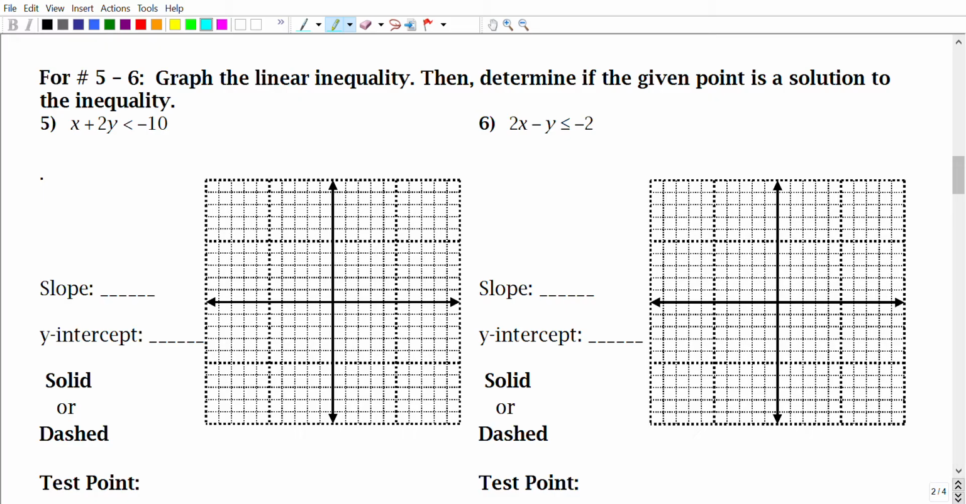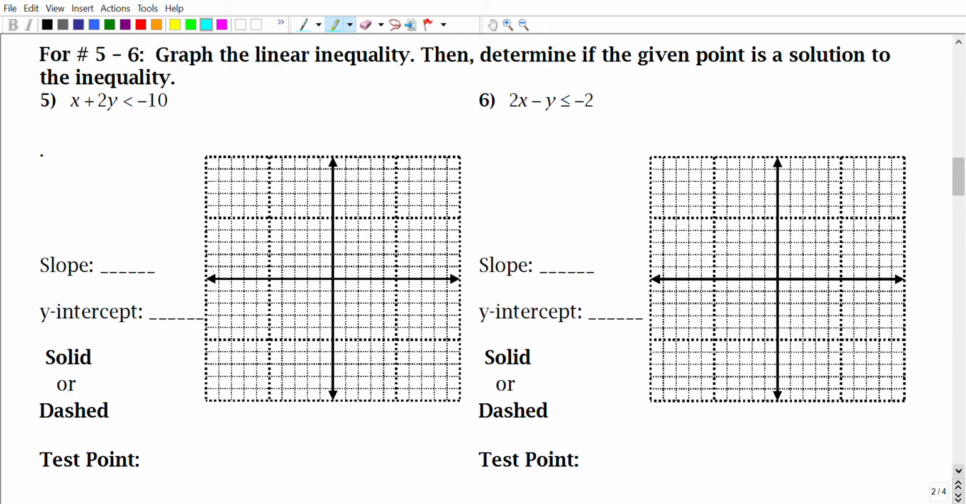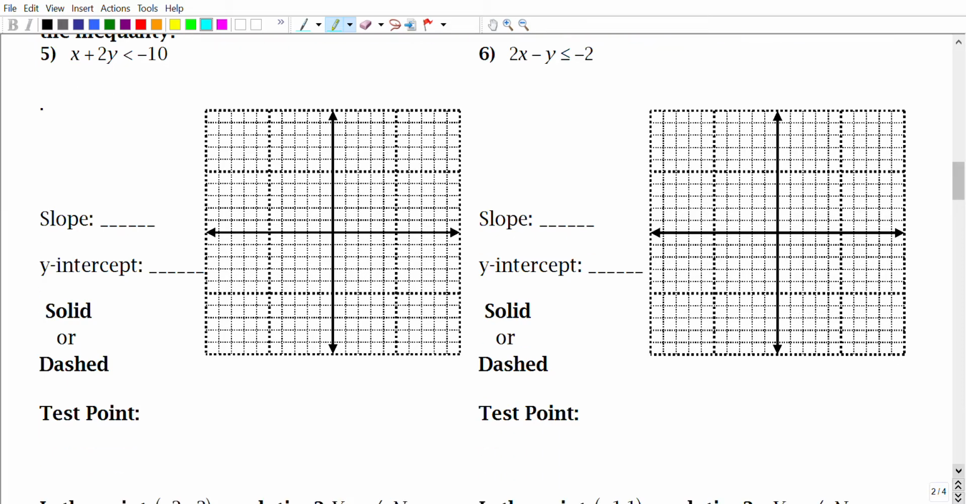So what we're gonna do now is do the reverse. So we're gonna be given an inequality, but we have to actually rewrite it in a way that we can identify our slope and y-intercept in order to actually graph it on the coordinate plane. So let's go ahead and do that first. So we're going to graph the linear inequality, then determine if the given point is a solution to the inequality. All right, so let's test this out.